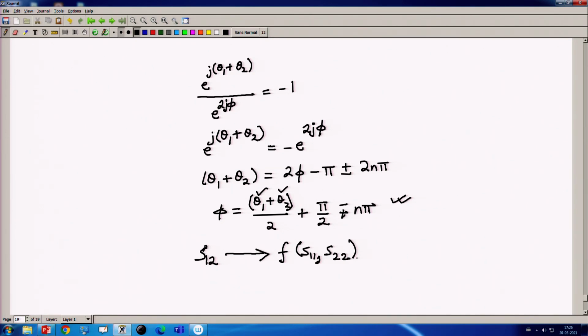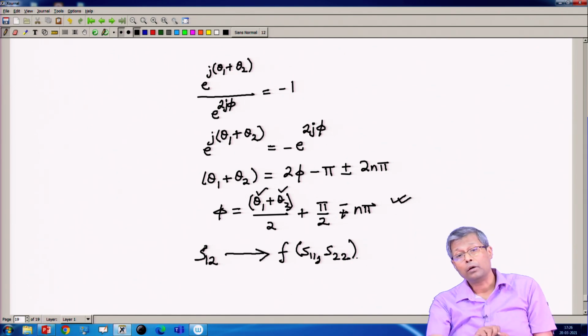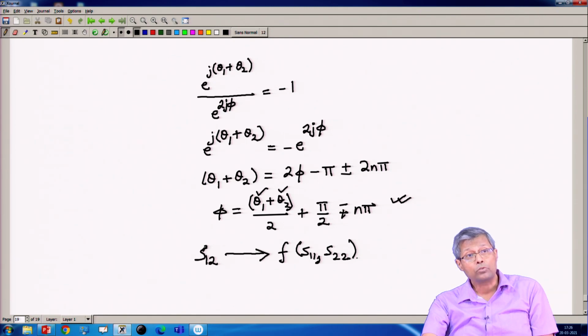Okay. So, this simplifies the description of the circuit, because the magnitude and phases of S11, S22 can be easily measured.